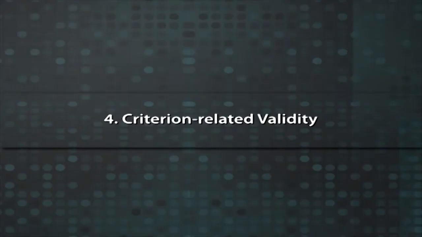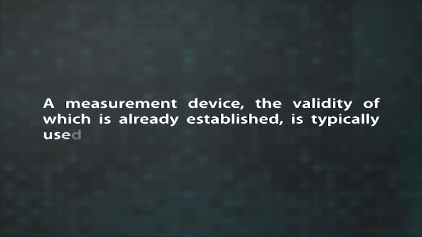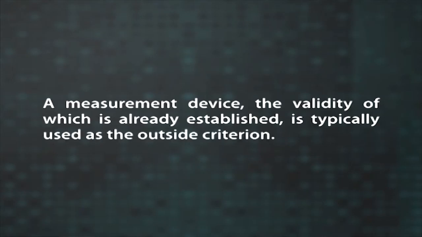In such situations, the major criterion for determining the validity is the extent to which the test scores correspond to the construct. Criterion related validity. Criterion related validity can be defined as the correspondence between the results of a test and the results obtained from an appropriate outside criterion. A measurement device, the validity of which is already established, is typically used as the outside criterion. While content validity and face validity are determined subjectively, criterion related validity is determined quite objectively. Hence, it is also known as empirical validity.